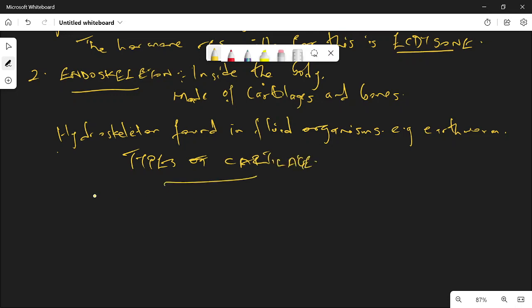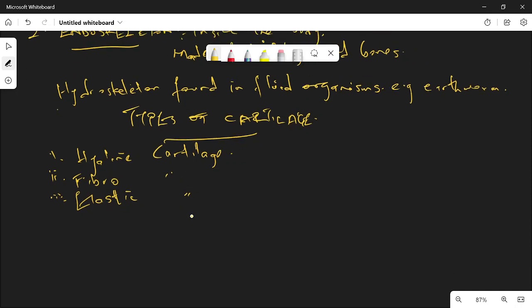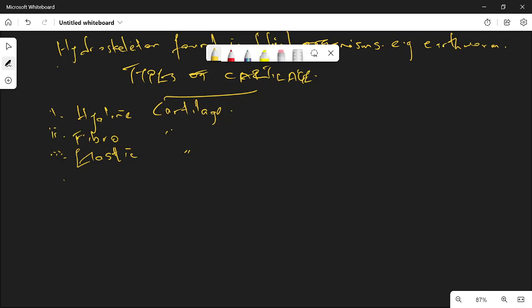We have, one, hyaline cartilage. I'm just trying to have a recap of the last class, so we can get in line with what we have to talk about today. We have the second one, which is the fibrocartilage, and the third one is referred to as the elastic cartilage. So those are the three types of cartilages that we have. And then we talked about ossification.